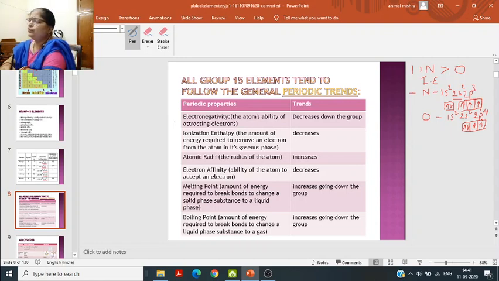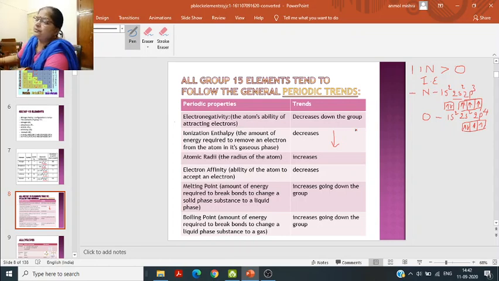Now as you move down the group, the ionization energy decreases. Why does it decrease? Because the shells go on increasing. Nitrogen has 2 shells, whereas phosphorus has 3 shells, arsenic has 4 shells. So it goes on increasing. So the size increases, ionization energy decreases.